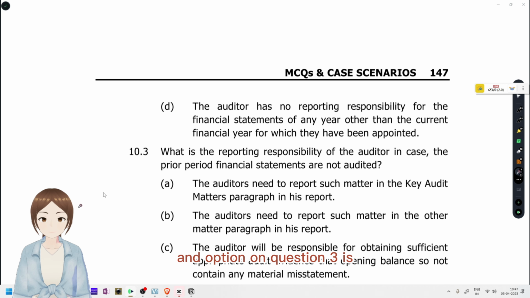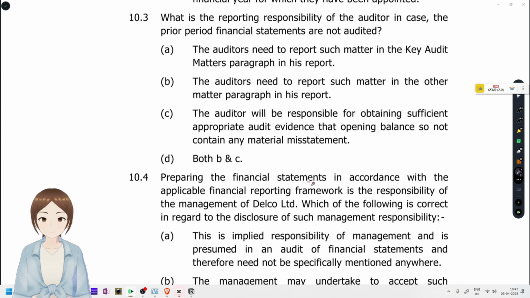Question 3: what is the reporting responsibility of the auditor in case the prior period financial statements were not audited? If it's the first time audit, either for the entity or for the auditor with regards to the entity, what is his responsibility? The auditor needs to report on matters in the key audit matters paragraph in his report? No. As it is not audited, the auditor needs to give a report on the matter in the other matter paragraph.